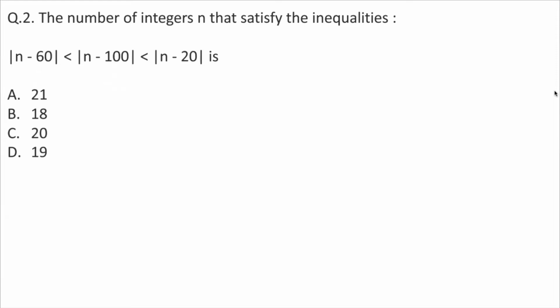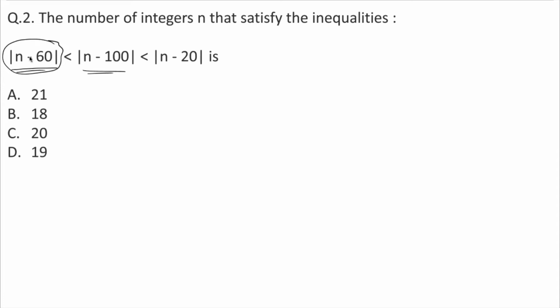All right, guys. Now, if you solve this using conventional inequalities, it's going to be a very difficult process. But if you understand the term modulus in depth, it's a very simple question. So, what exactly does modulus indicate? When I say mod of n minus 60, basically it is the distance between the points n and 60.